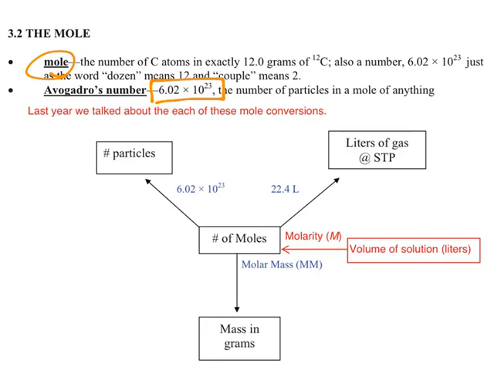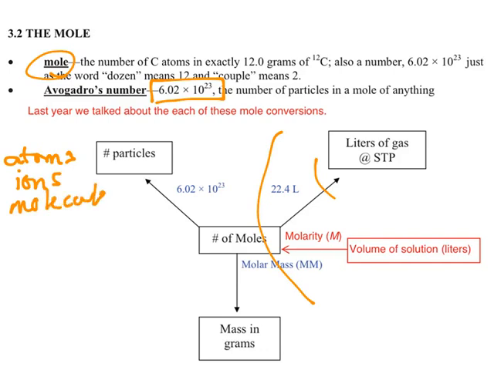So last year we talked about all of these different types of conversions. We will certainly get into molarity and talking about gases later on, so we're going to kind of ignore this right side of this for now. But we certainly can talk about number of particles, and when we say particles, we can say atoms, we could say ions, we could say molecules. We could even say electrons.